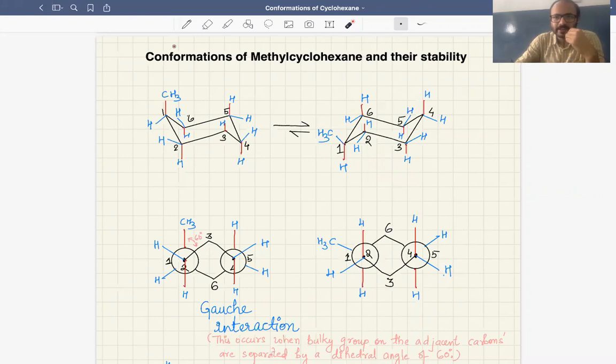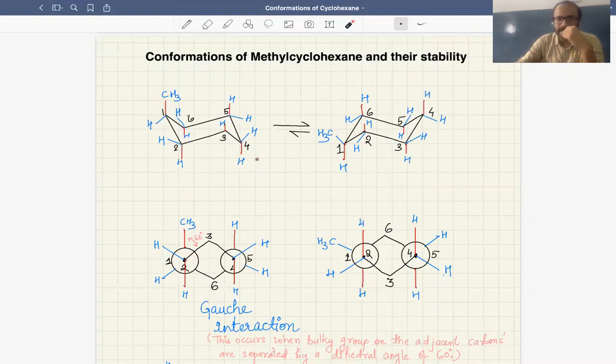So if we remember what we did in the last class, we saw how to draw methyl cyclohexane in the two different chair conformations, okay? And when I tried to tell you about the abundance of these two conformations, I told you that the substituted form in which the methyl is present in the equatorial position would be more abundant than the conformation in which the methyl group is present in the axial position.